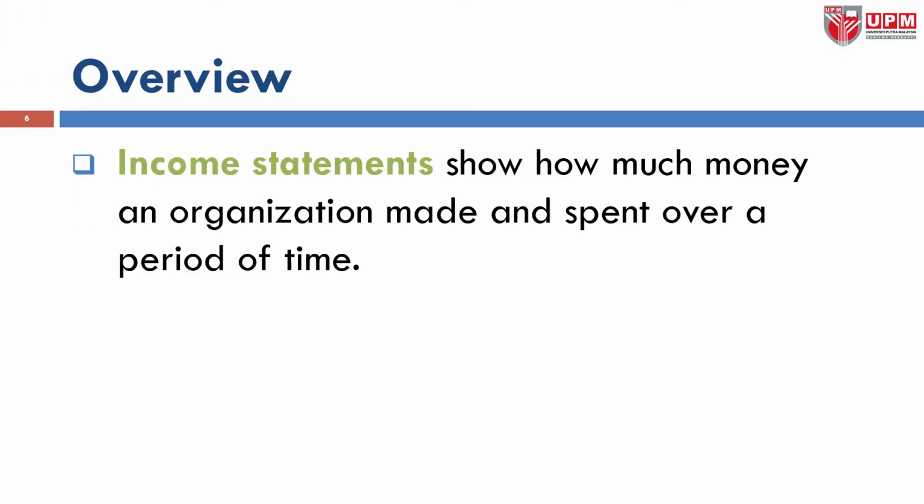Now, the income statement will show how much money an organization made as well as spent over a period of time. So you have a detailed flow of information on the amount of money that the organization made as well as the amount of money being spent. Normally, it is for a period of time. It can be in terms of a year or a quarter.